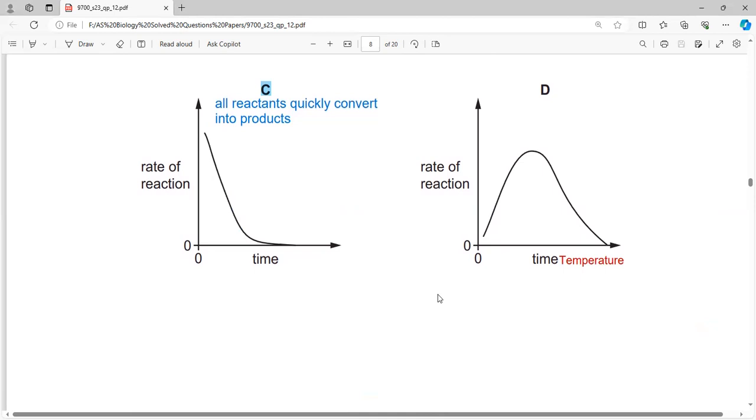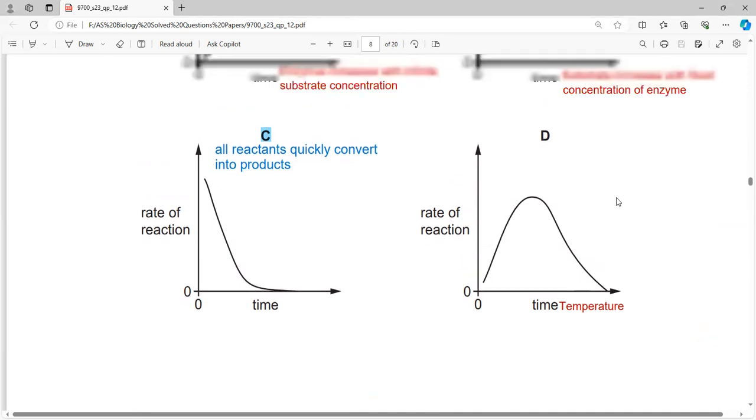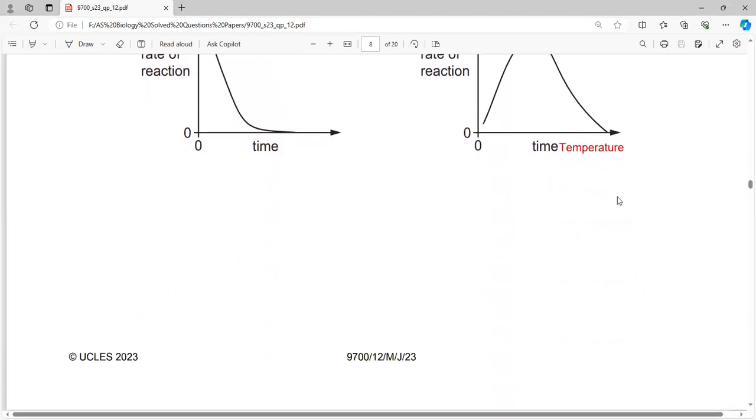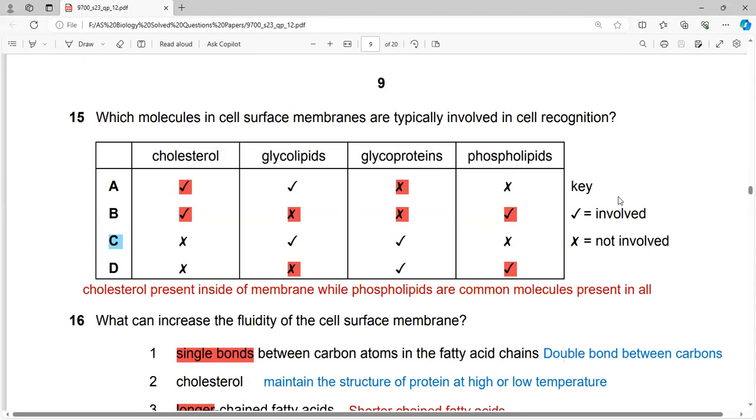What about the D option? If you put the temperature along the x-axis and you're increasing the temperature, when it reaches the optimum temperature, the rate of reaction will be maximum, and then it will decline. So that's why C is our correct option here. So we have done this, and we're going to proceed to the next question.